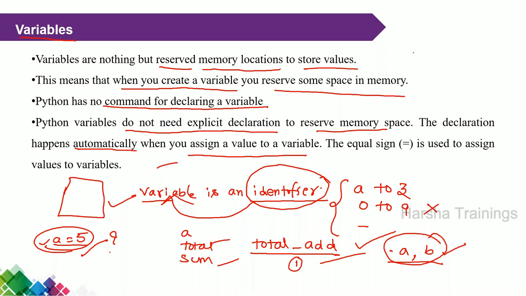Whenever you assign a value, the declaration is completed automatically and the memory is assigned automatically. In other languages, first we have to write the statement int a. Whenever you write that statement, only then is memory allocated of the size of an integer. For integer we have some fixed memory, so that amount of memory is allocated for the variable a. But in Python, there is no concept of declaration. You directly use it.